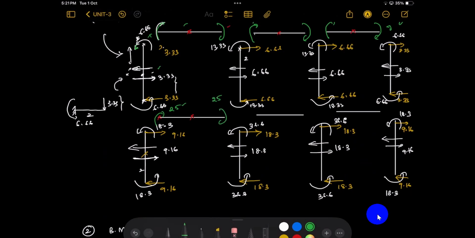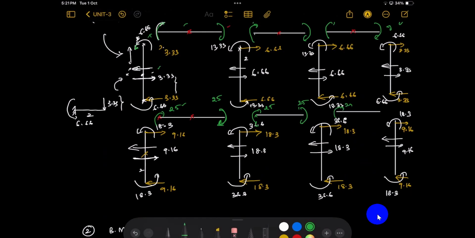Now comes to here. What is that value? 25 in the clockwise direction; 36.66 anti-clockwise, 13.33 anti-clockwise, plus 36.6 anti-clockwise, and 25 clockwise. What is the difference? Again it's 25 clockwise. I said every column in a story level has the same bending moment on either side and throughout the story. It will stay as 25. Here also comes 25, here also comes 25.